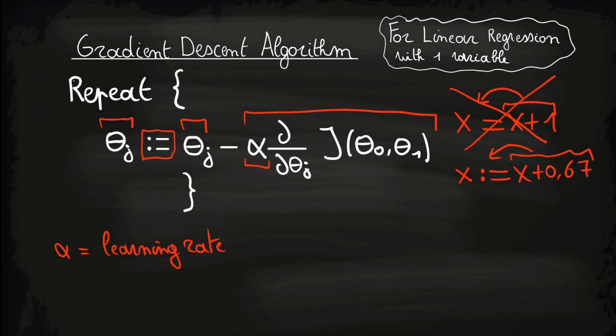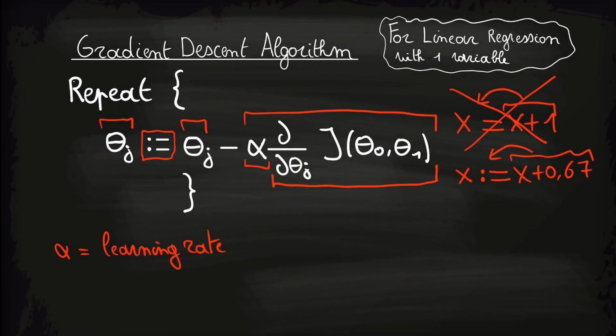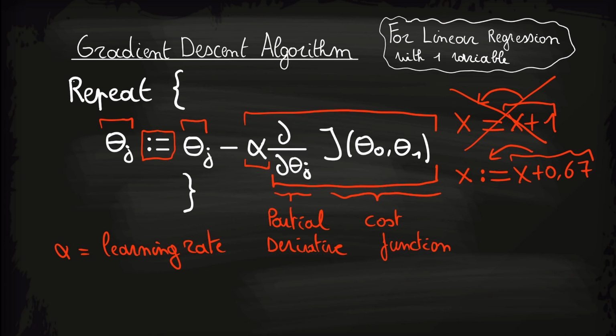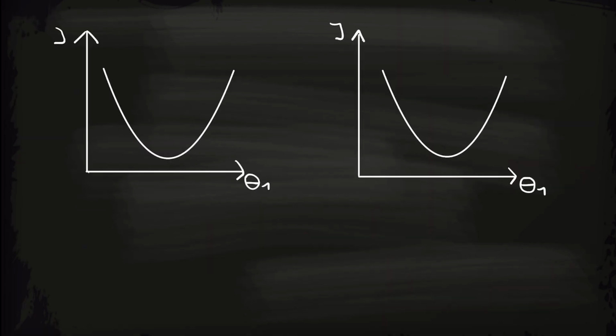Next, let us look at this second term. If we look closely at this term, we see that it consists of two parts. This first term is called a partial derivative, and the second term is one that we already know. It's the cost function. If you are familiar with calculus, you already know what a partial derivative does. But to explain this, let us look at a simple cost function. Again, if we assume a cost function that is only dependent on theta 1, we can look at a cost function that looks like this.